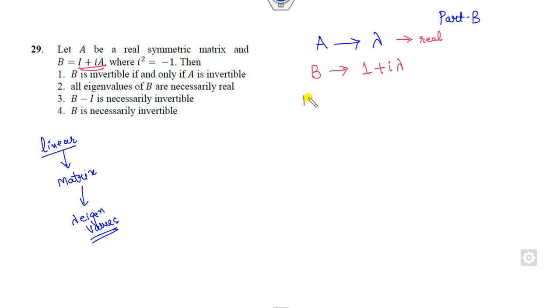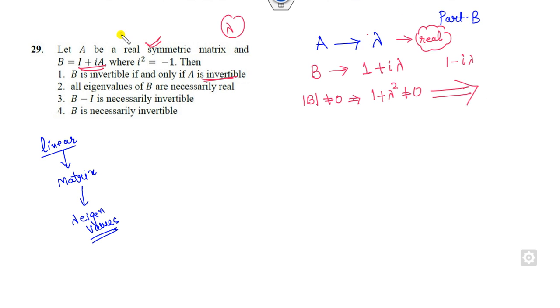B is invertible. What is the meaning of that? The determinant of B is non-zero. What is the meaning of that? If 1 plus iota lambda is an eigenvalue, 1 minus iota lambda is also an eigenvalue of this. It means this will be non-zero. Can you say it implies A is invertible? That means none of the eigenvalues is 0. But that is not true. Why? Because A is a real symmetric matrix, so A can have eigenvalue 0. So if lambda is 0, then the eigenvalue of B is 1, which is non-zero. So the if and only if condition is not true.